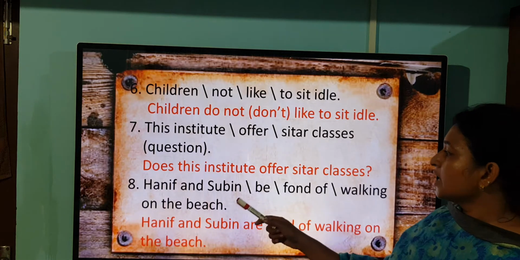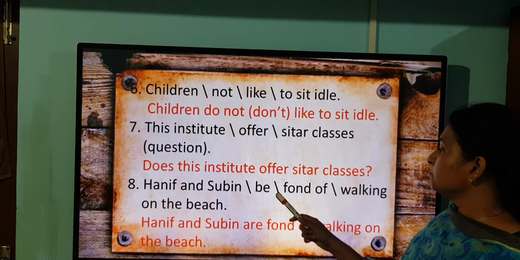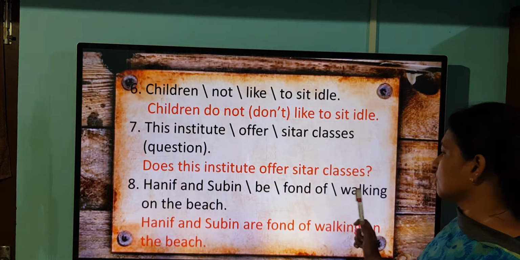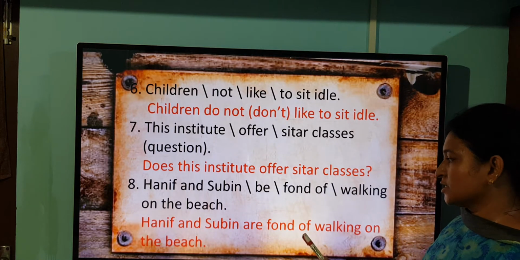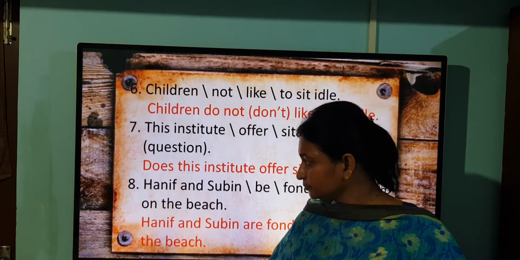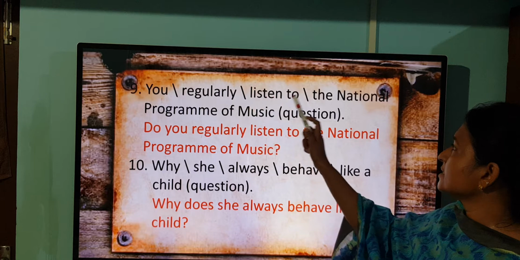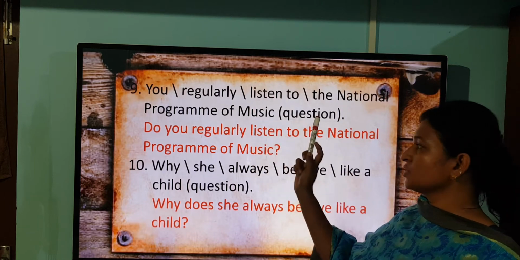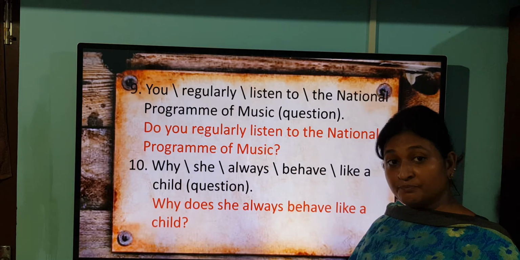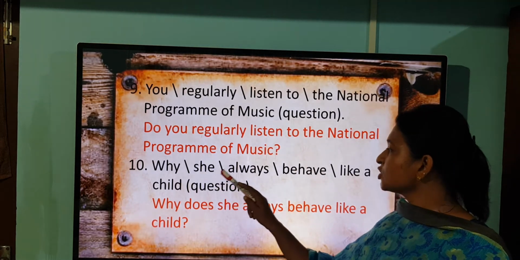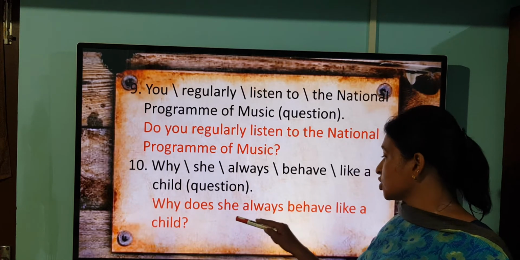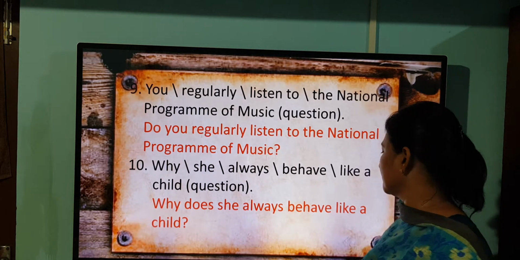Question mark. Hanif and Subin, two people. Which be will be there? Two people are there, so are. Fond of walking on the beach. Hanif and Subin are fond of walking on the beach. You regularly listen to the national program of music. Frame a question. Do you regularly listen to the national program of music? Question mark. Why she always behave like a child? Question. So, why does she always behave like a child?